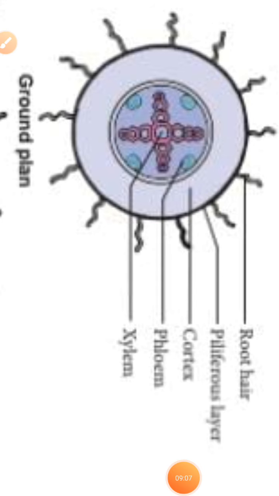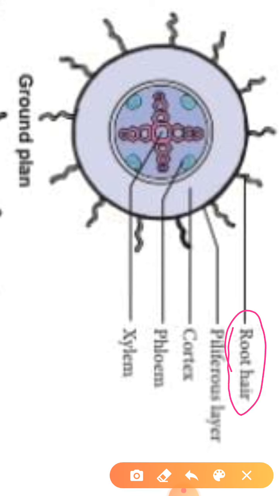The other names of epiblema are rhizodermis and piliferous layer. Yes, listen my dear, root hairs are present here.